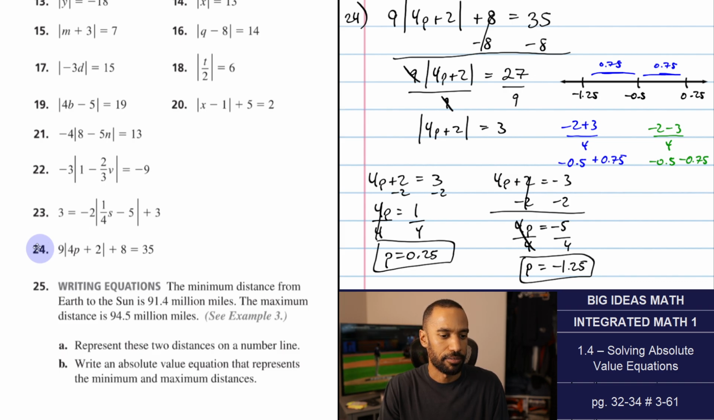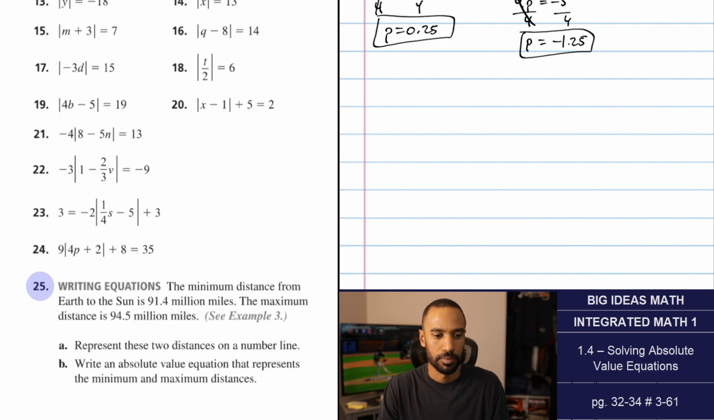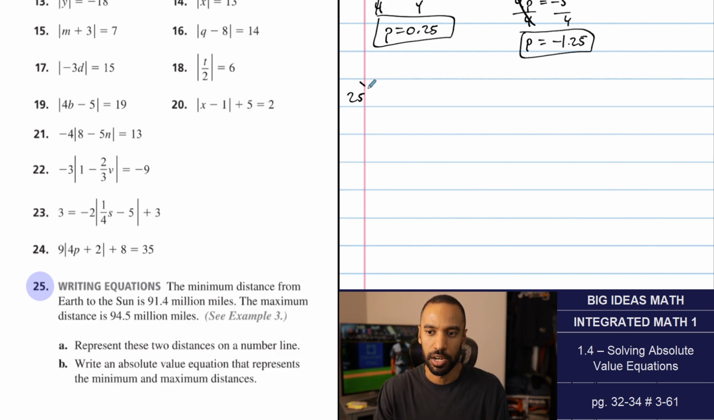Okay, number 25. The minimum distance from Earth to the Sun is 91.4 million miles. The maximum distance is 94.5 million miles. Represent these two distances on a number line.